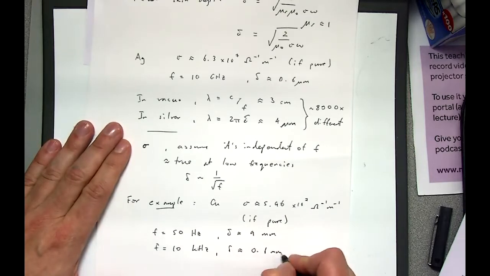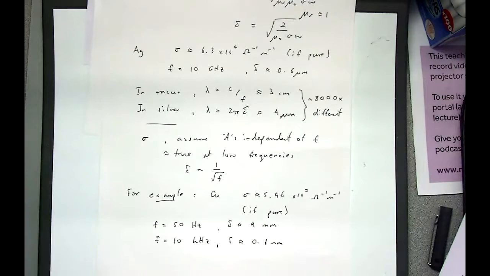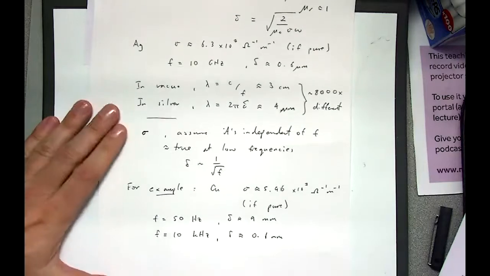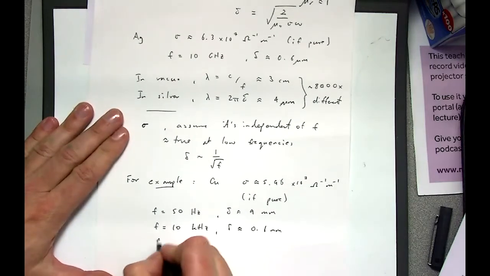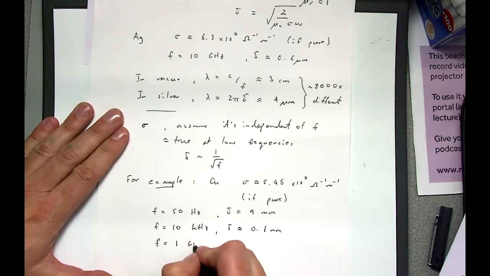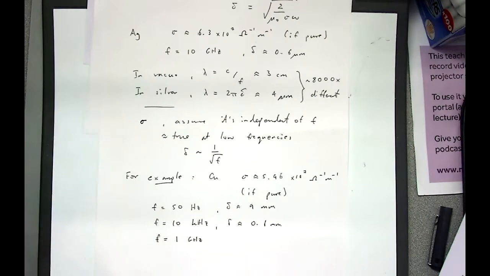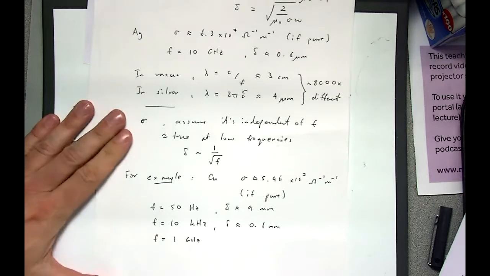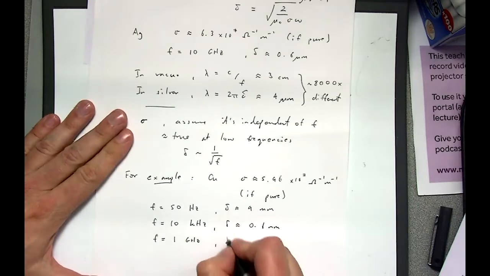So get your calculators out, just check I've got the right numbers there, which I think I have. And then finally, let's think of a really high frequency, f equals 1 gigahertz. That might be something like a radar signal. You might be hooking up your radar transmitter to some signal source, and in that case, the skin depth is about 2 microns.